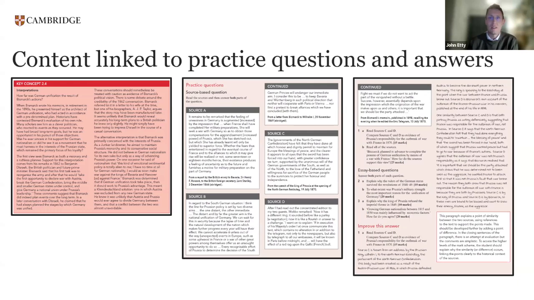Then if you look to the right, you can see that we've suggested some answers to these practice questions and some commentary on those answers. So the commentaries should help students to see how the answers might be improved, and they'll offer some prompts so that students can use the coursebook as a resource and focus on how to improve on similar questions in future.